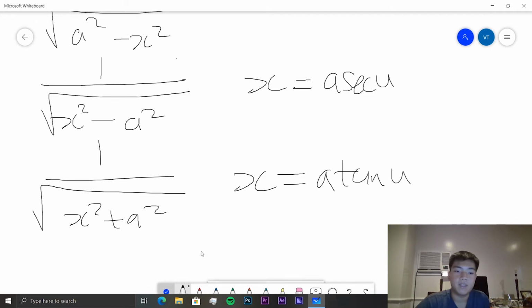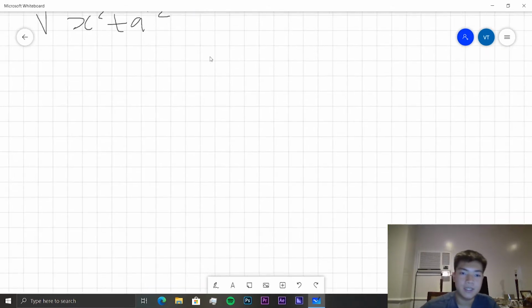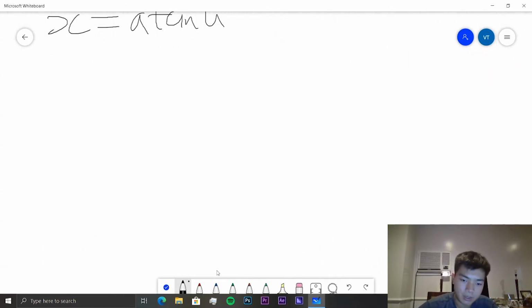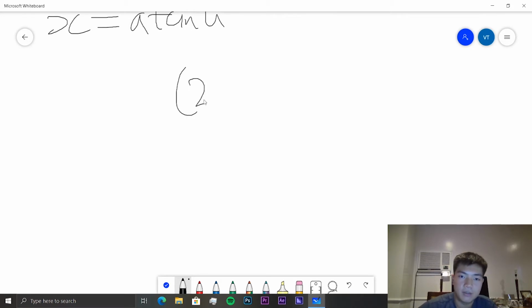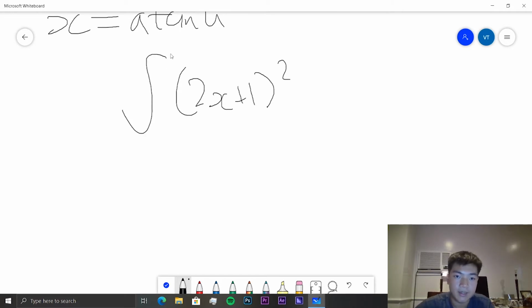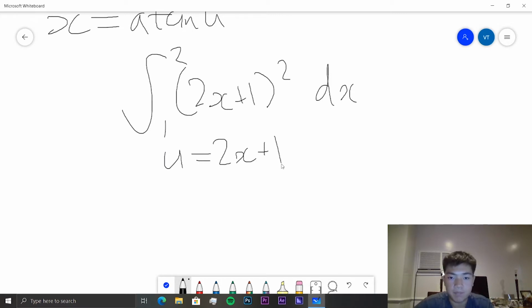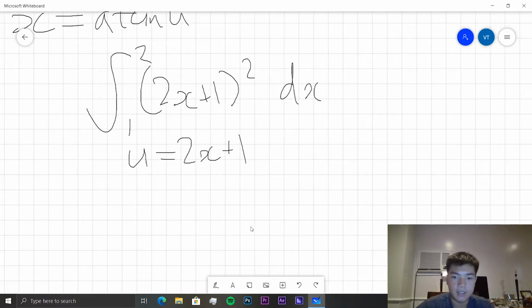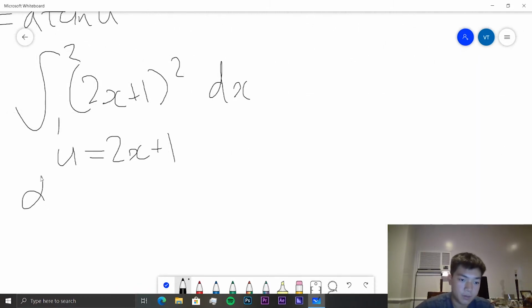And then there's one more important thing for definite integrals. If we do integration by substitution, say we have the expression 2x plus 1 squared, between 2 and 1, dx. If we substitute u is equal to 2x plus 1, we also want to convert these definite integral limits. Of course, du over dx is equal to 2.